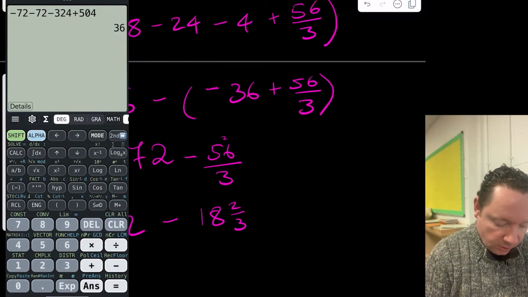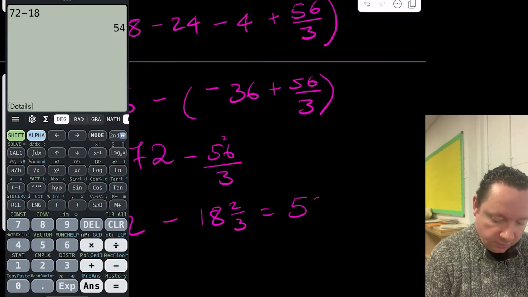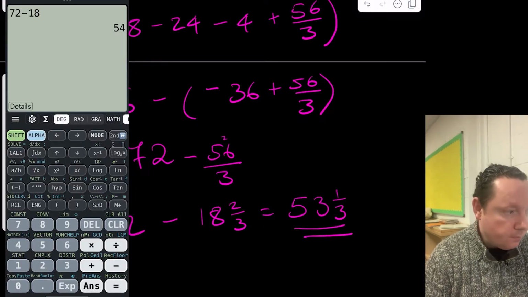Again, since I've started to use a calculator, I'll just keep going. 72 minus 18 is 54. So it's 54, take away 2/3 is 53 and 1/3 units squared.